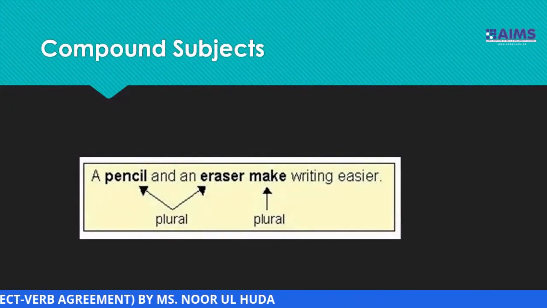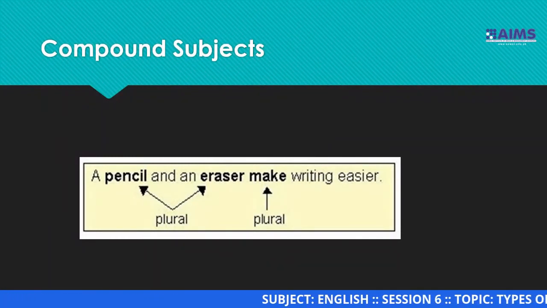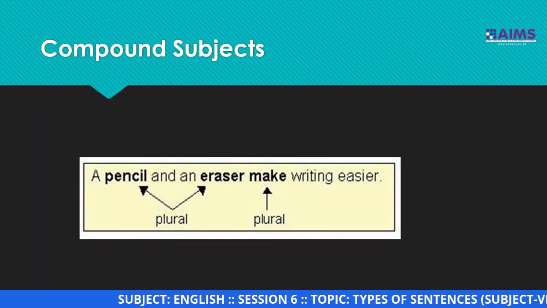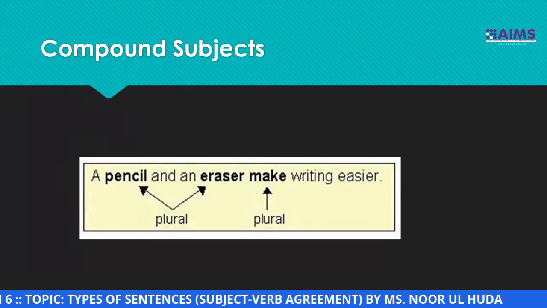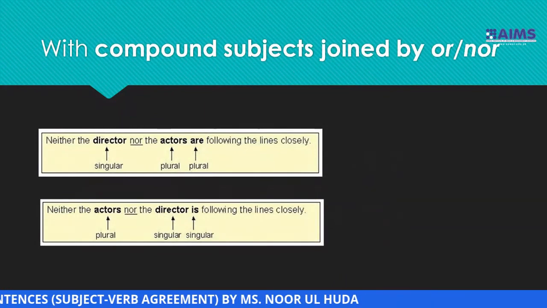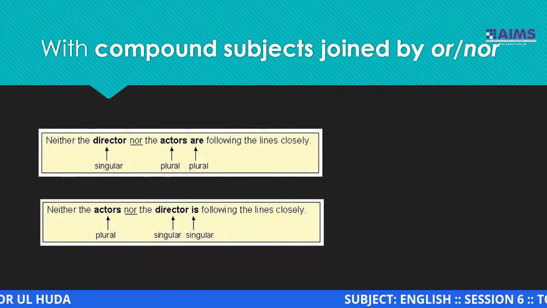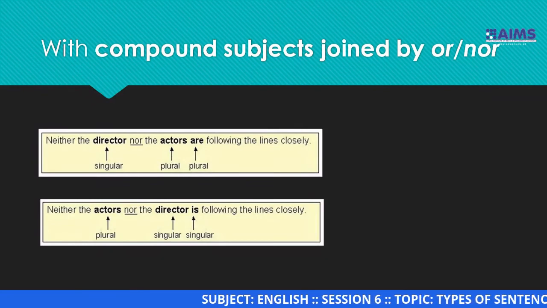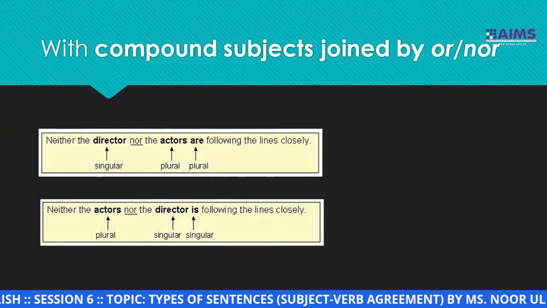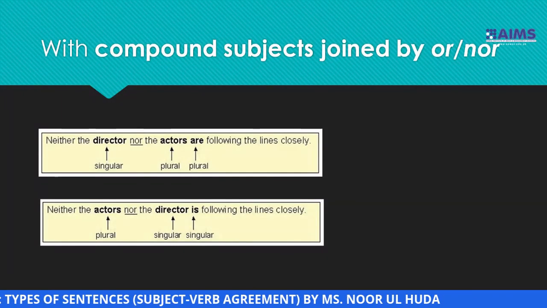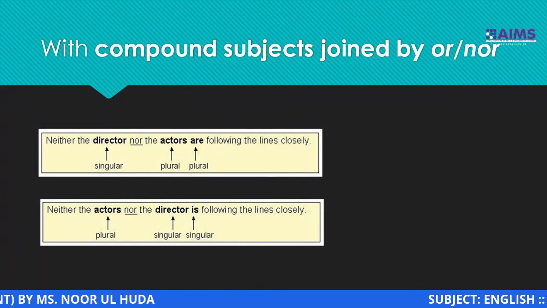Now let's suppose the subjects are compound, meaning having two subjects at a time, a pencil and an eraser. So a plural verb would be used. If compounds are joined by or or nor, like neither the director nor the actors are following the lines. Now, neither the actors nor the director is following the lines.